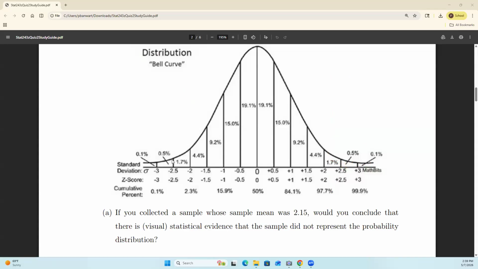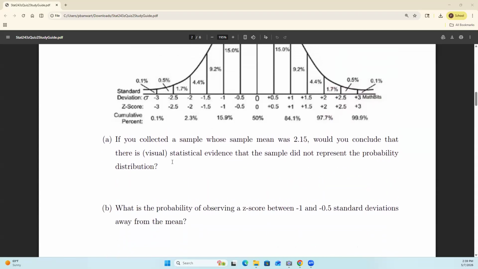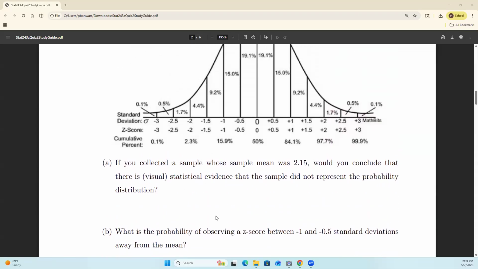All right. How about this next question? What's the probability of observing a z-score, which is the same as a standard deviation step, between -1 and -0.5 standard deviations away from the mean? So what's the probability of landing between -1 and -0.5 standard deviations away from the mean? Go ahead and answer when you think you know.